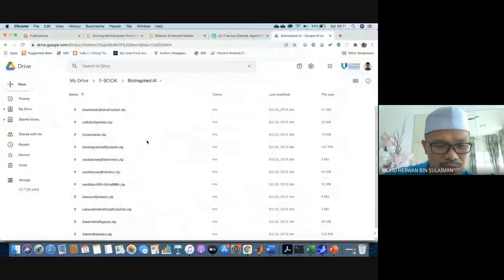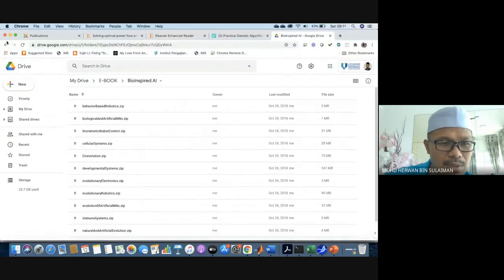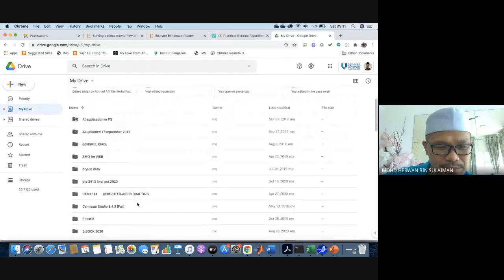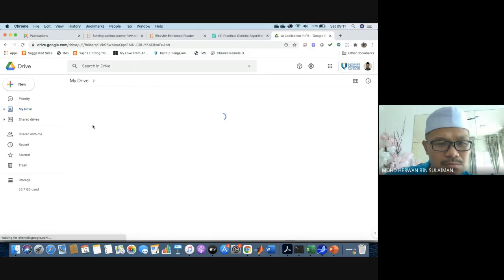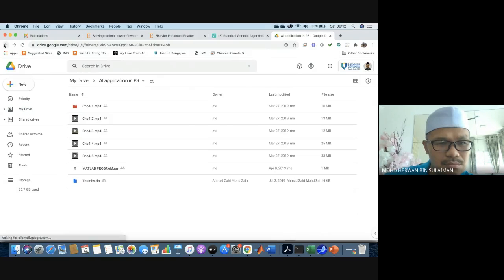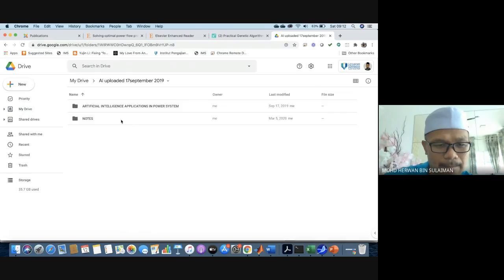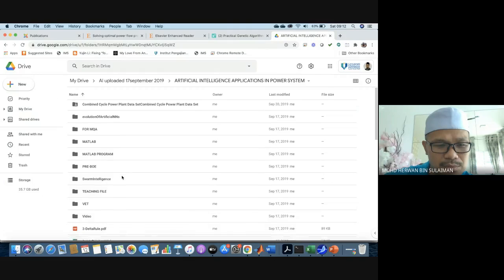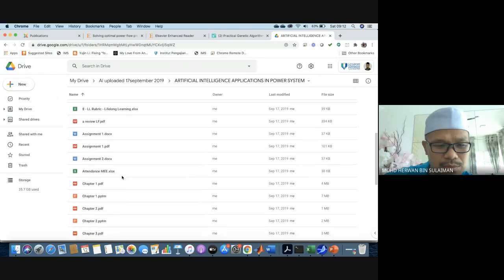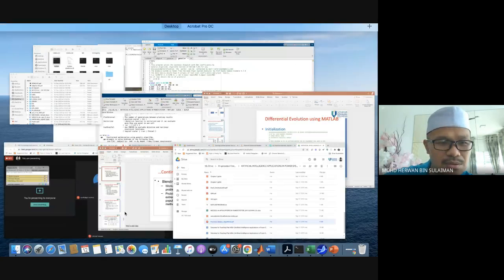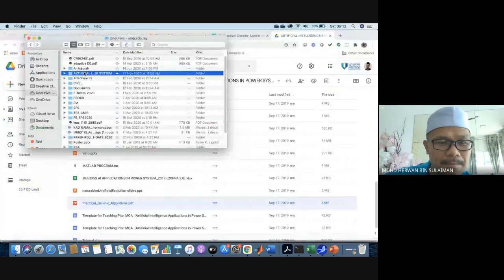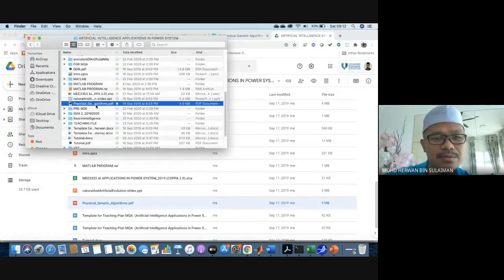Wait, I will try to look for the Randy Haupt book. Where is it? Is it in this one? Practical genetic algorithm, it should be in this file. Oh, here. I have it.